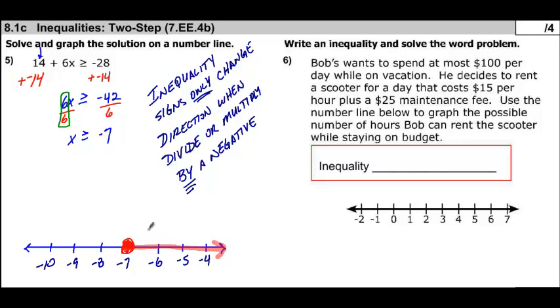And a good check is to write the inequality above that number line and ask yourself, is negative 6 greater than or equal to negative 7? Yes, it is. Is negative 4 greater than or equal to negative 7? Yes, it is.